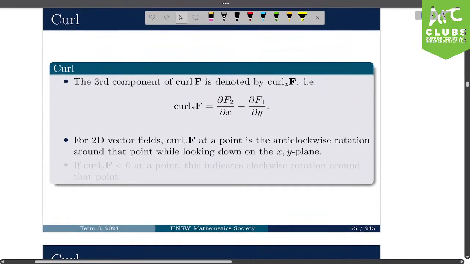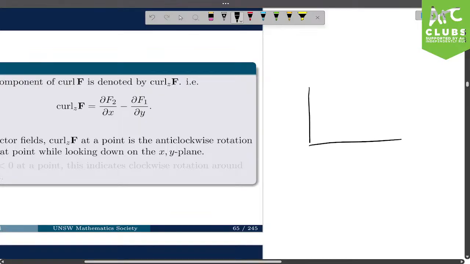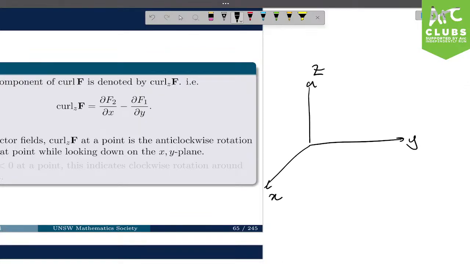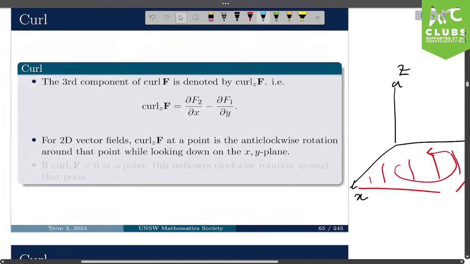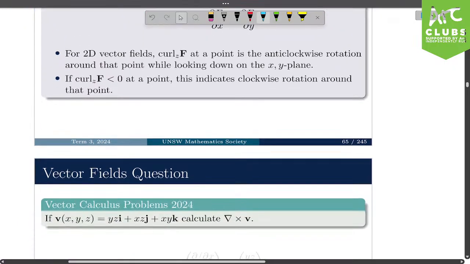So for 2D vector fields, the z curl of f at a point is the anti-clockwise rotation about that point. If you're looking down on the xy plane, so this is x, this is y, this is z, we're observing how much our vector field swirls around in this xy plane here. Okay, so if the curl is negative, we've got a clockwise rotation. So this is just sign convention.